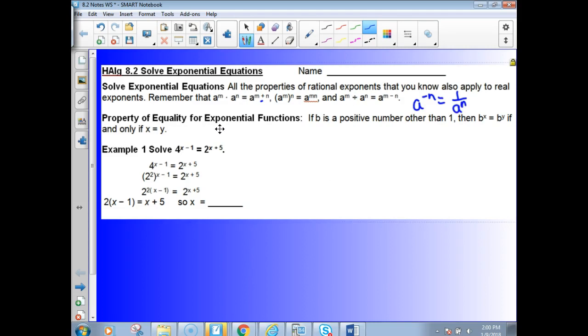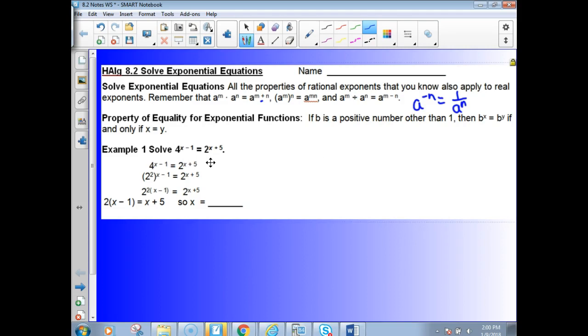So the property of equality for exponential functions says, if b is a positive number other than 1, meaning greater than 1, or it could be a fraction, then b to the x equals b to the y, the base raised to the x power equals the base raised to the y power, only if x and y are the same number, the same amount. They have to be equal.